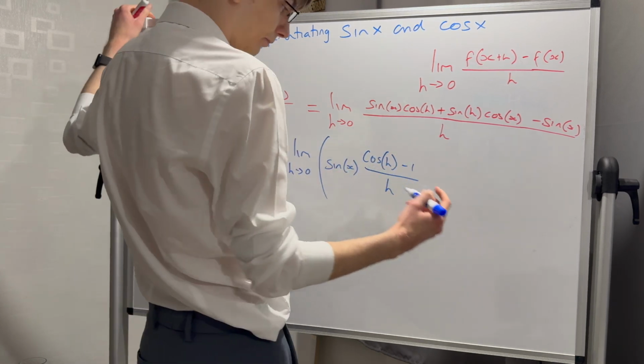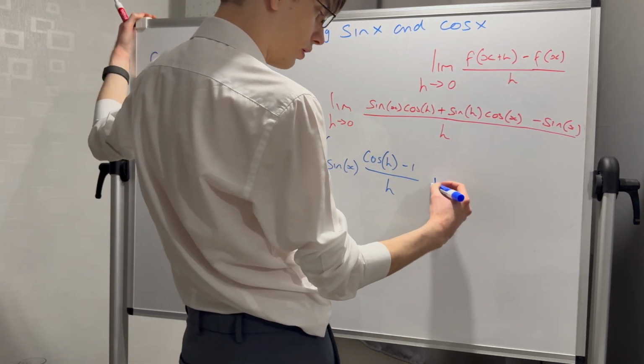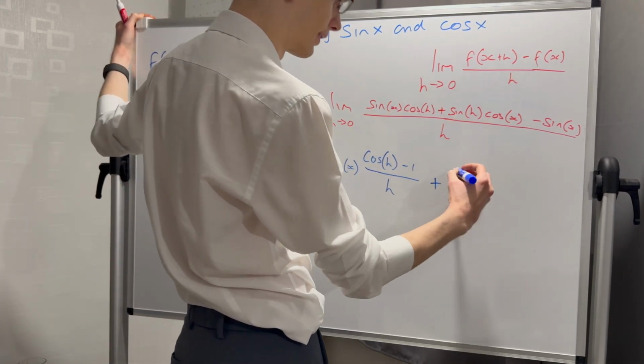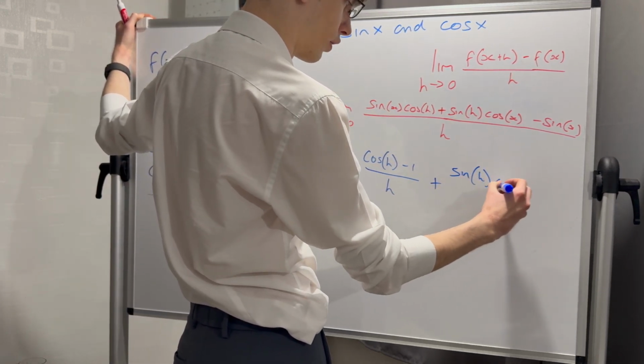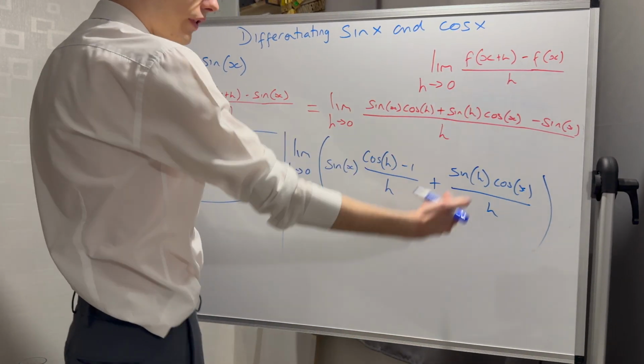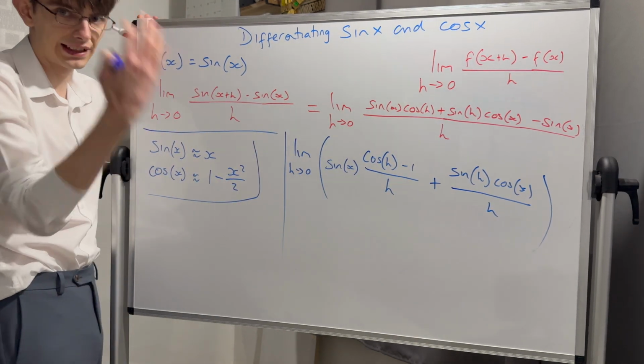And then I am going to add on to it the other part of the fraction, which is going to be sine h cos x over h. These two things are exactly the same. This red and this blue are exactly the same.